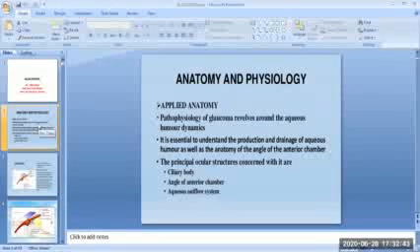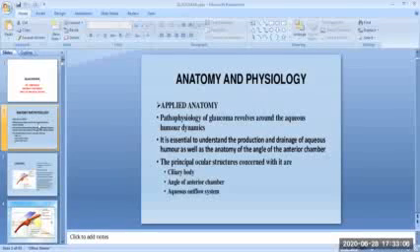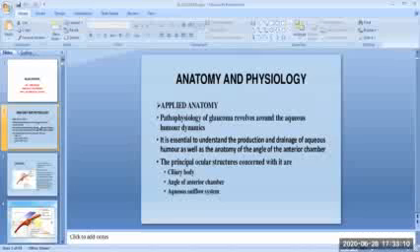The pathophysiology of glaucoma revolves around the aqueous humor dynamics. The principal ocular structures concerned with it are the ciliary body, angle of anterior chamber, and aqueous outflow system. So it is essential to understand the production and the drainage of aqueous humor, as well as the anatomy of the angle of anterior chamber. Then only we can understand the disease glaucoma.